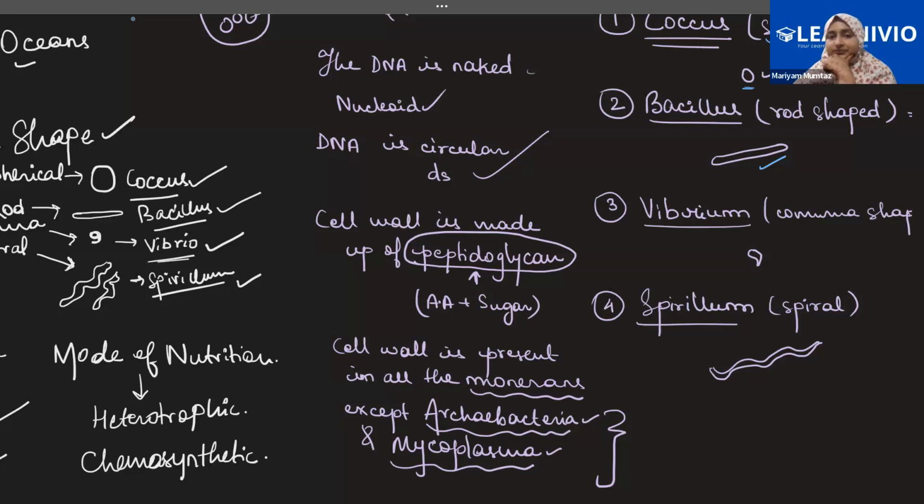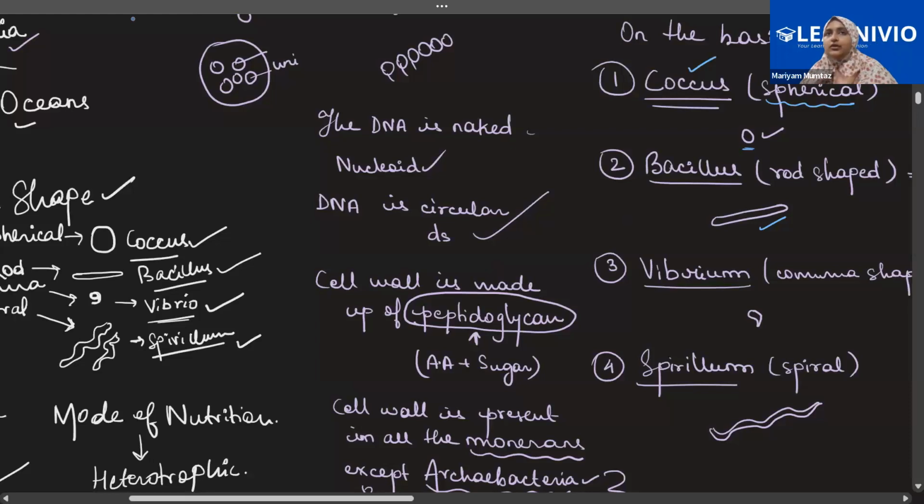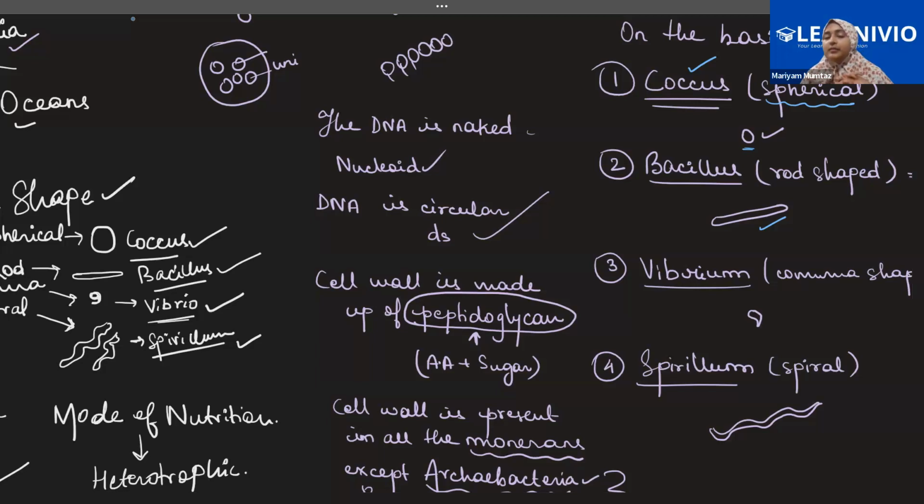Okay. So now see, mostly, as I told you, the nucleus in the prokaryotic organisms is not surrounded by any nuclear membrane. So if the nuclear membrane is not there, the content of the nucleus is naked. Naked means they do not have a covering on it. So the DNA of the Monera is naked DNA. Instead of a nucleus, a nucleoid is present in them. The DNA is circular and double stranded, meaning two strands of DNA are there.